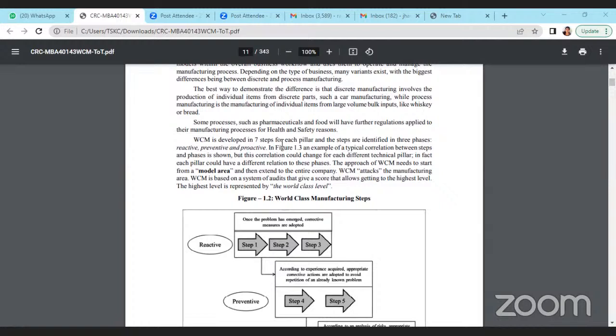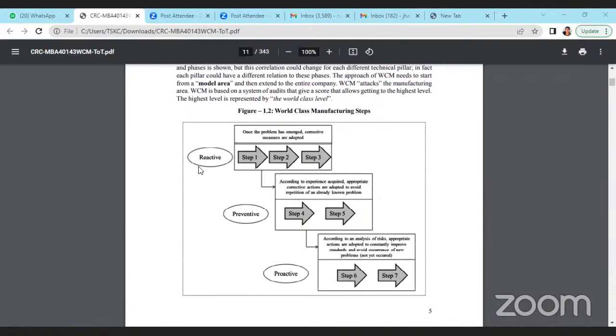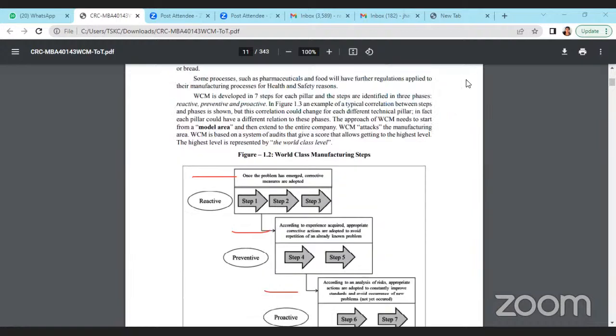It is developed in 7 steps for each pillar, and the steps are identified in 3 phases. If you can just look at here: reactive phase, preventive phase, and proactive phase. In the reactive phase, there are 3 steps, and it is a typical correlation between 2 phases: the first phase to the second phase, and the second phase to the third phase. Each is of different technical pillars. In fact, each pillar has a different relation to these phases.